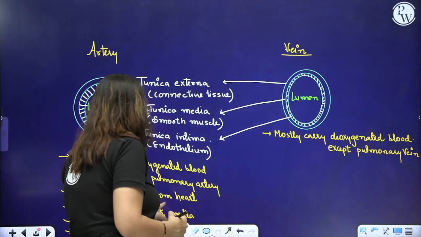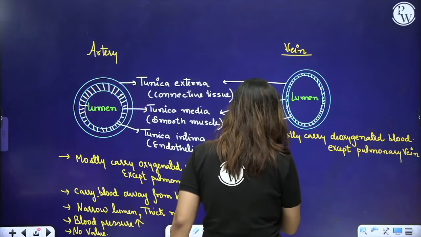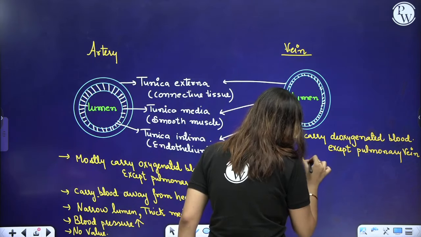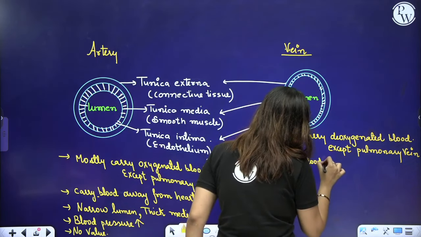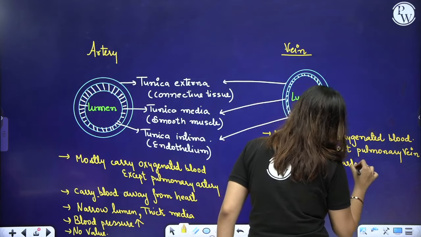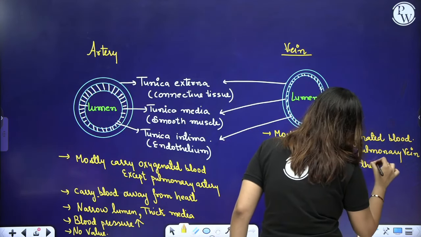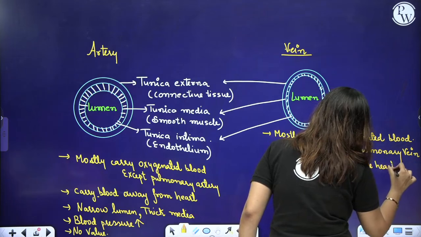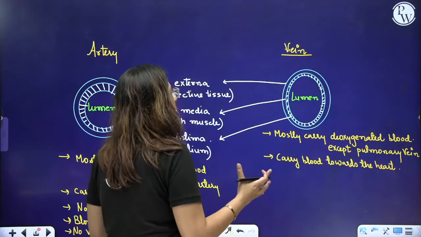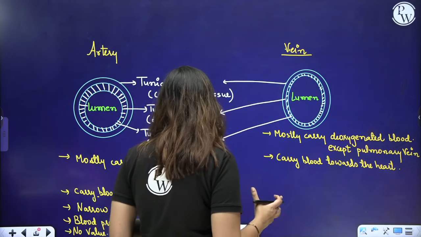Now they carry blood towards the heart. Towards the heart it carries blood. Clear? Towards the heart. That means it starts from the organ and it will reach up to here.